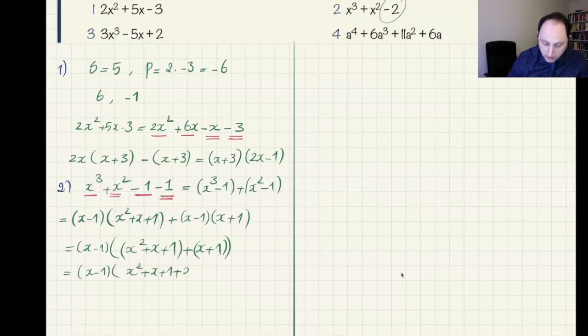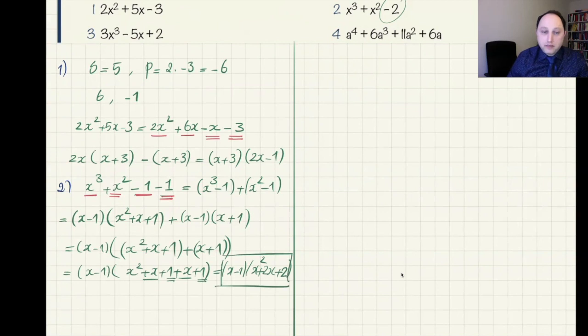So it becomes x squared plus x plus 1. The next one becomes x plus 1. Then you immediately can write it as x squared. And then you have this x, and this x becomes 2x. And then you have positive 2 at the end. This 1 and this 1 becomes 2. So that's the factorization of this polynomial.